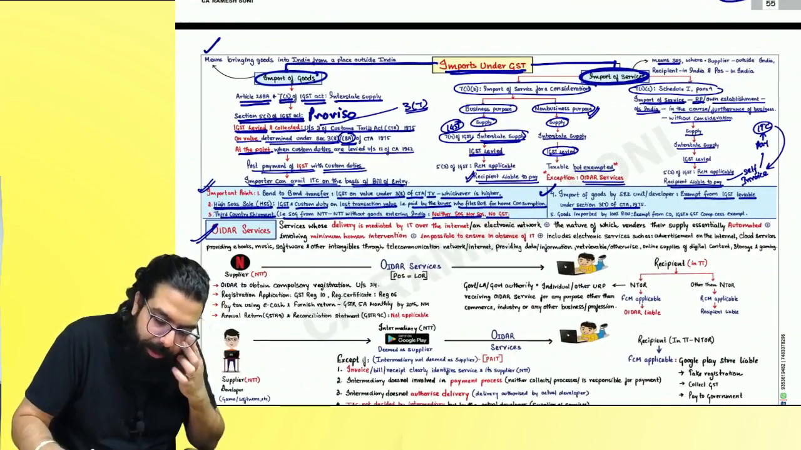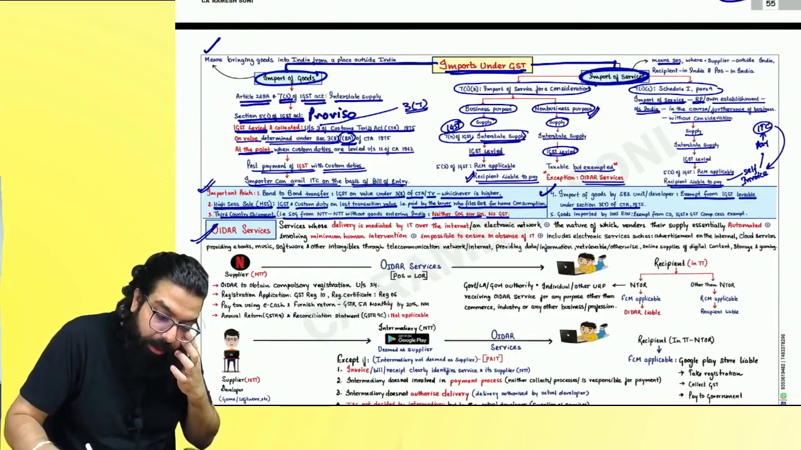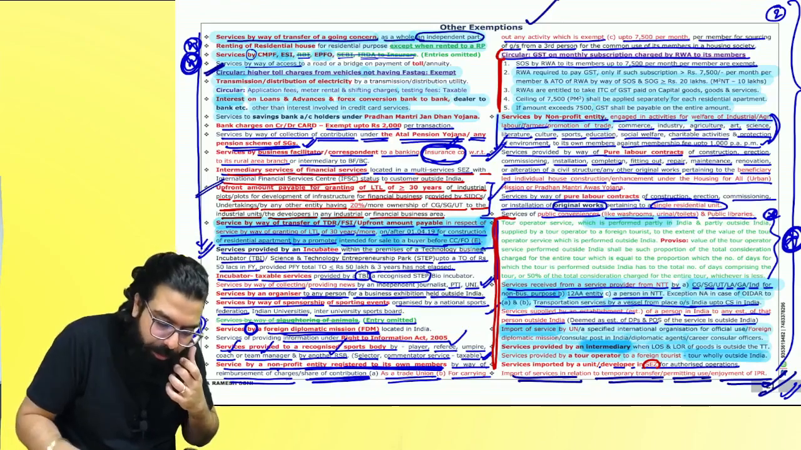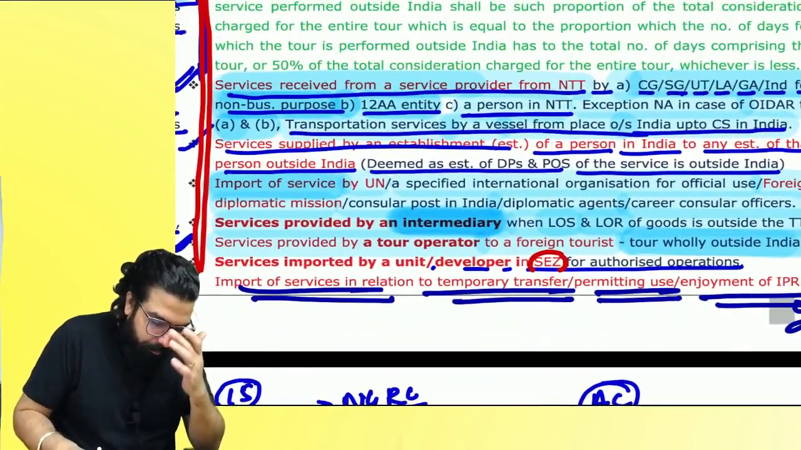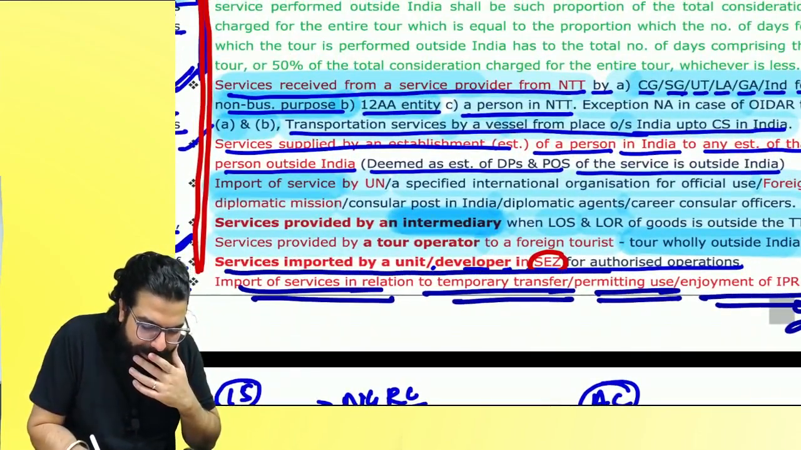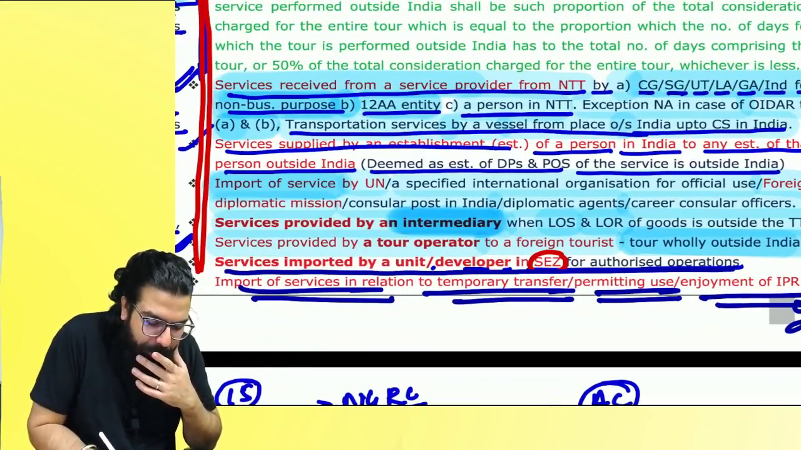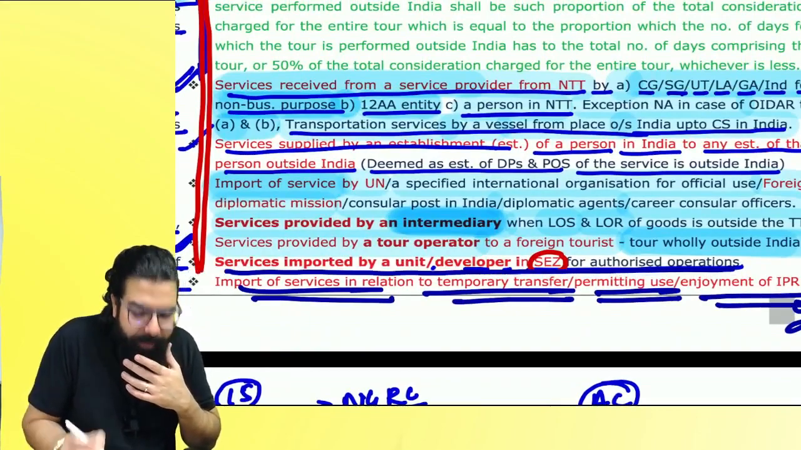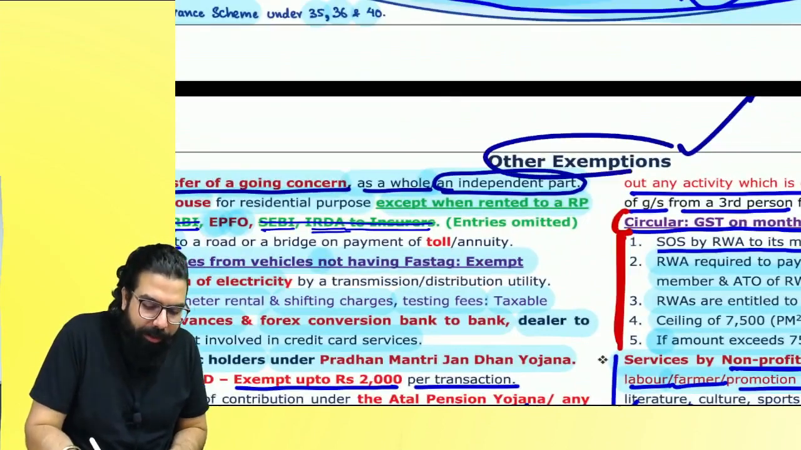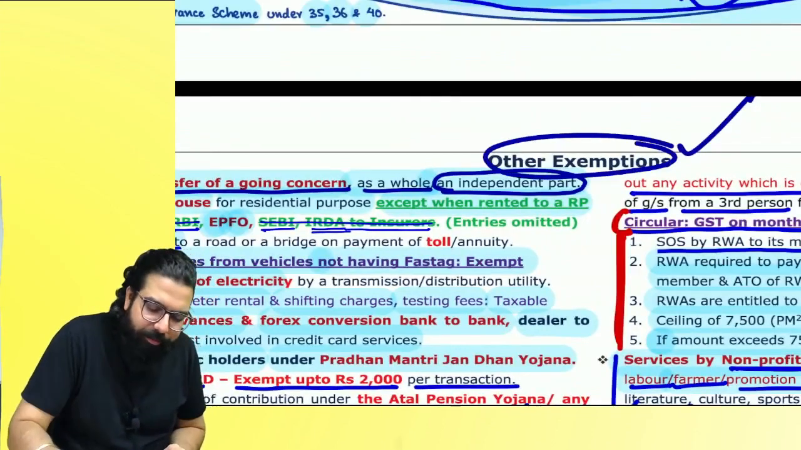When you go to your exemption chapter, the last chart there, you will see services imported by an SEZ for authorized operations. Services imported are also exempted. These are your exemptions. And goods imported are also exempted.